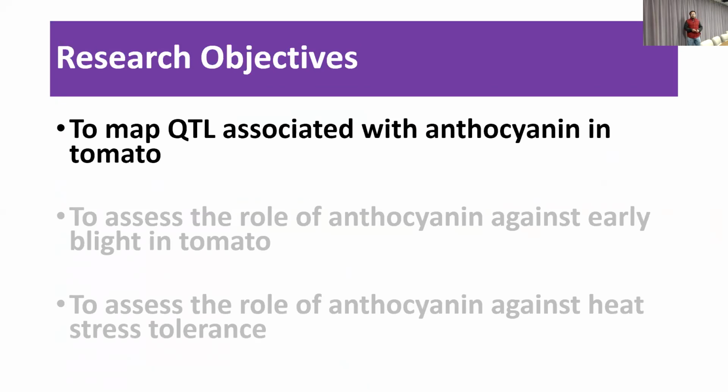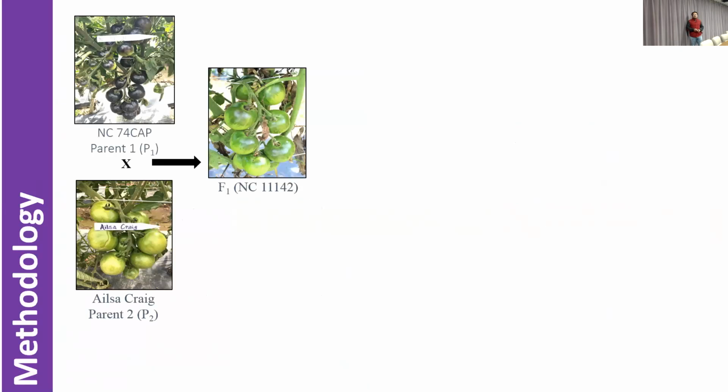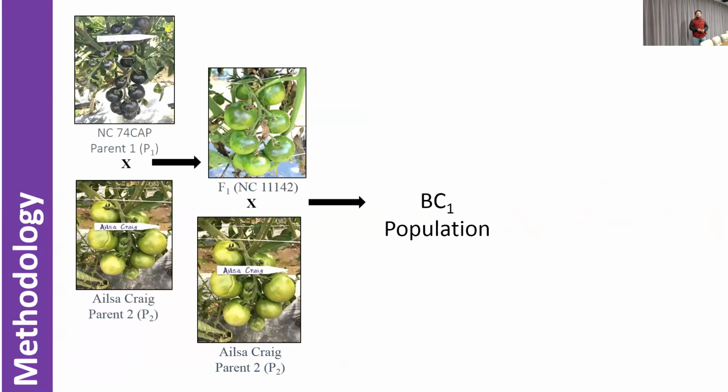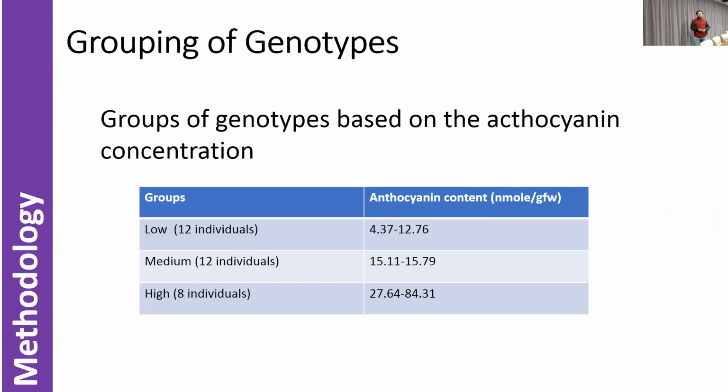So going with the first objective, what we did is we crossed the parents NC74 cap and L-saccharide and generated the BC1 F1 generation, and we backcrossed with L-saccharide and generated the BC1 population. In the BC1 population, we quantified the anthocyanin through the high performance liquid chromatography method. After quantifying the anthocyanin within the BC1 population, we grouped them into 3 classes based on the anthocyanin content: low, medium, and high.